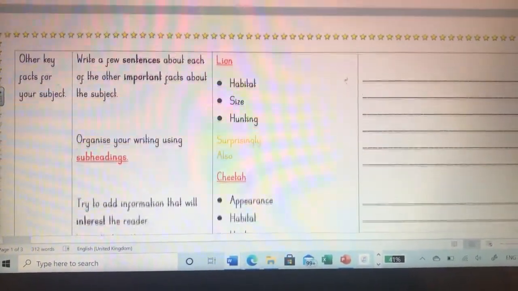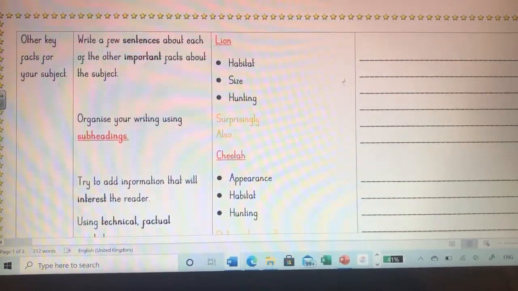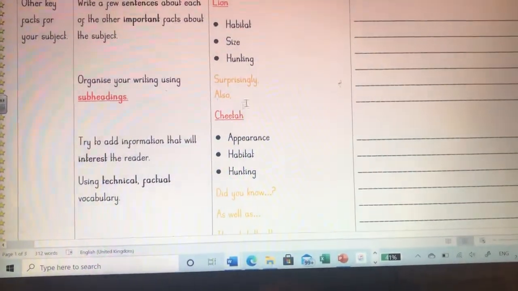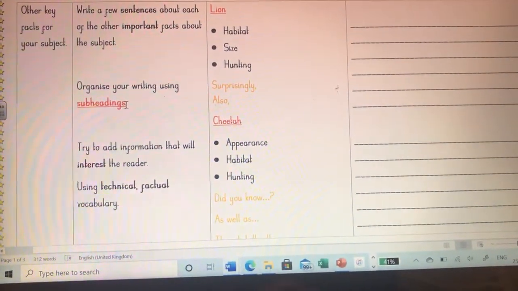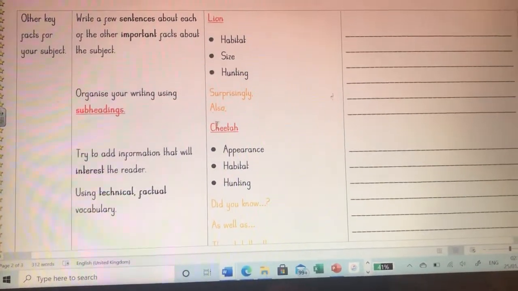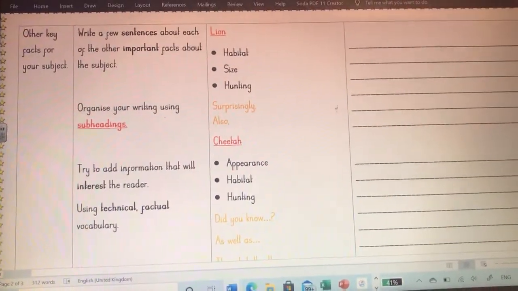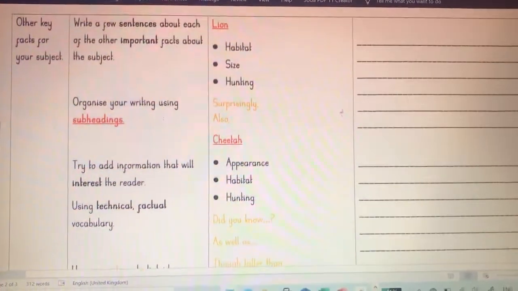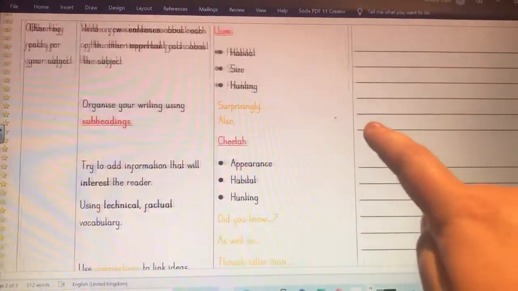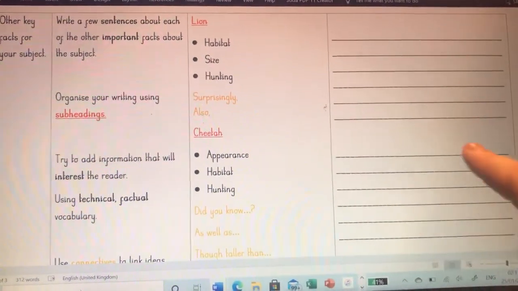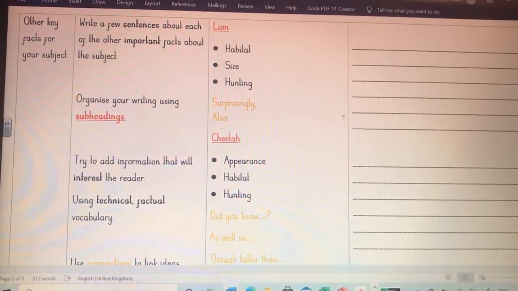Once you've decided on your introduction, you will need to pick what your subheadings are going to be. Remember, your subheadings are a structural feature you have to include. So we had lion, cheetah and puma as part of ours. What could your subheadings be here on your text? You could write them at the top of each section so you know you've included them.